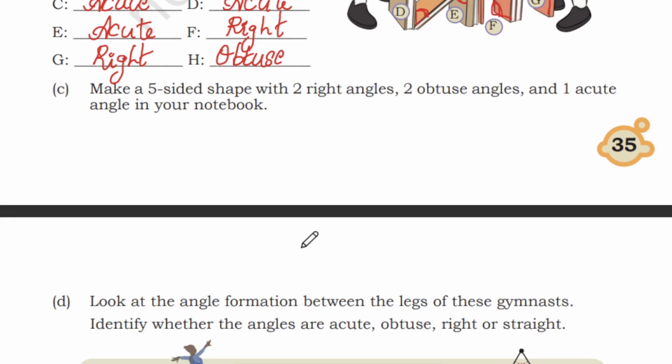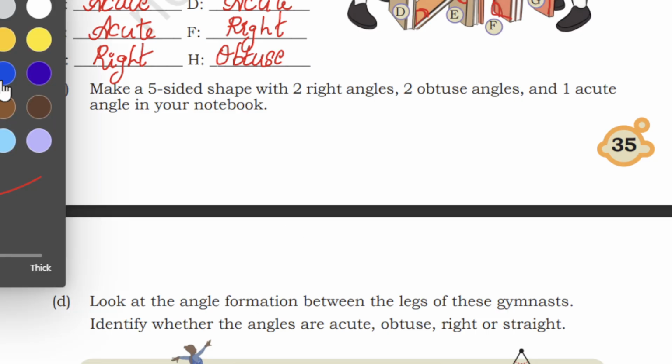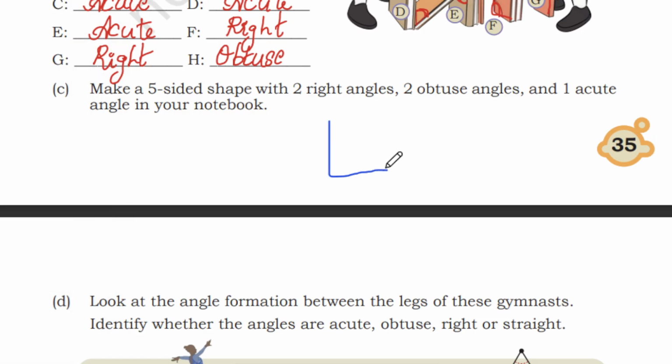Okay, now make a 5 side shape with 2 right angles, 2 obtuse angles and 1 acute angle in your notebook. Okay, let's try making. First I'll draw a line here. Okay, you can make any shape, students. I'm just giving an example. Okay, like this I can draw.